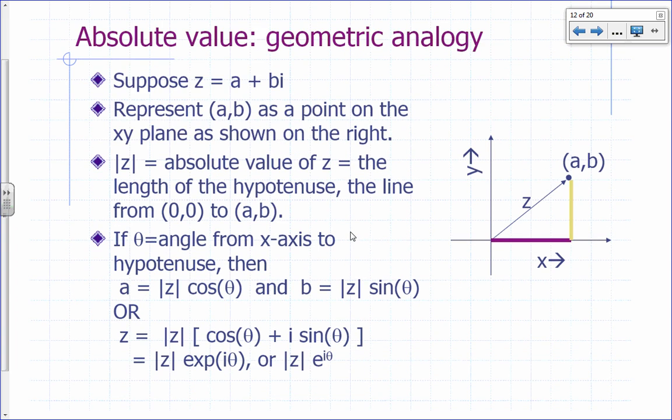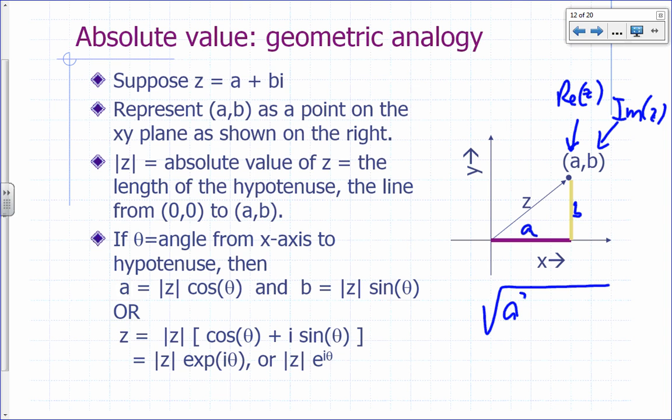All right. So here's a geometric analogy for absolute value. So remember you said a complex number can be represented by a point on a plane, the complex plane. So the x coordinate is the real part of z, right? And the y coordinate b is the imaginary part of z. So this is a and that's b. So what is the square root of a squared plus b squared? This is a right triangle, right? So that's just the hypotenuse. So the absolute value of z is really just the hypotenuse.